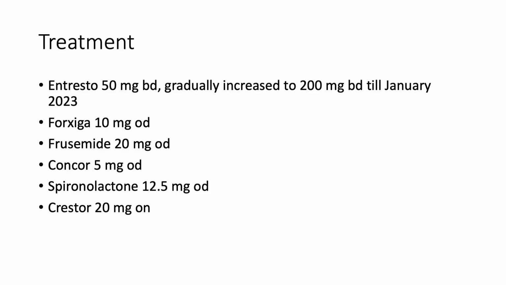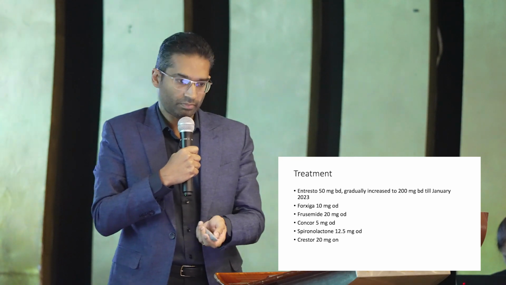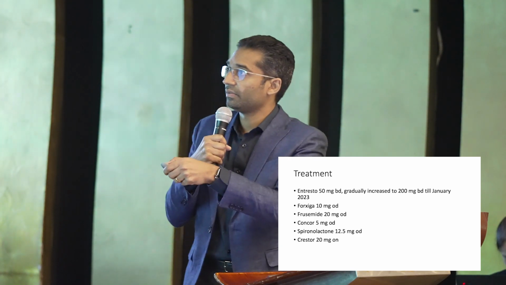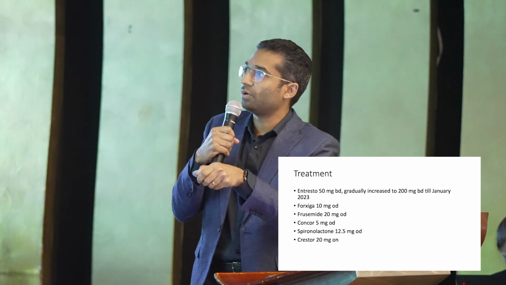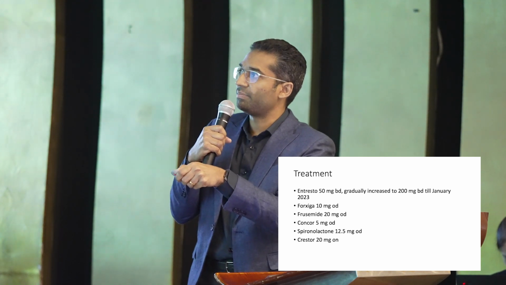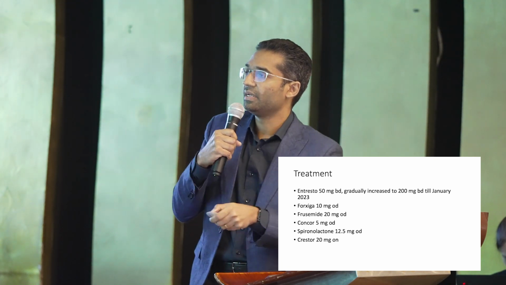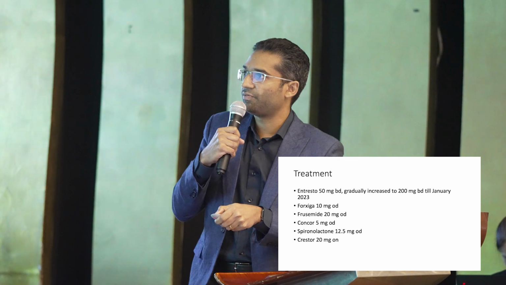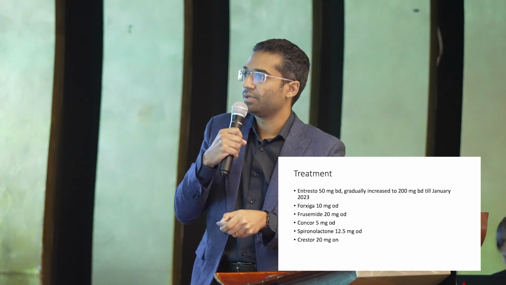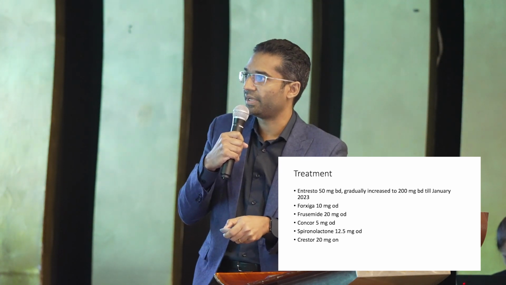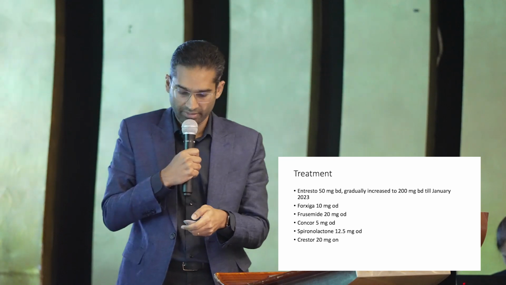Okay, so simple treatment. That's why I mentioned it's just pharmacological treatment, right? Started off with Entresto, 50 BD, right? And gradually over the months, I increased it up to 200 milligrams BD, right? Started him on an SGLT2 inhibitor, Forxiga, Furosemide, Concor, Spironolactone, and also Crestor, right?